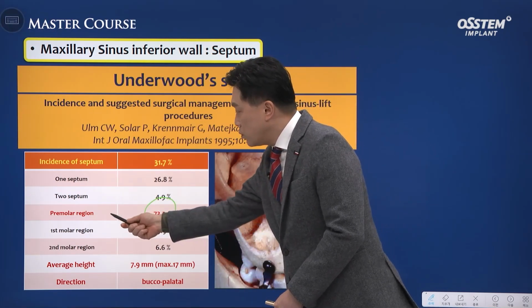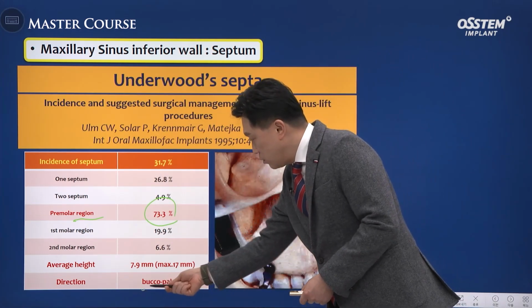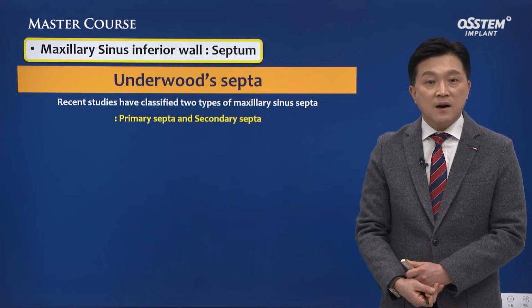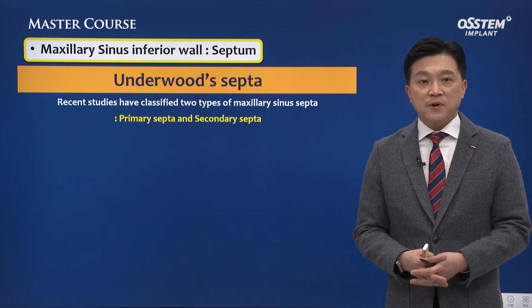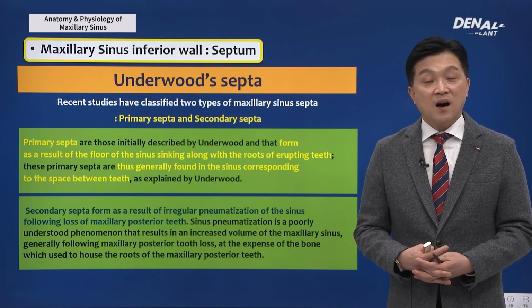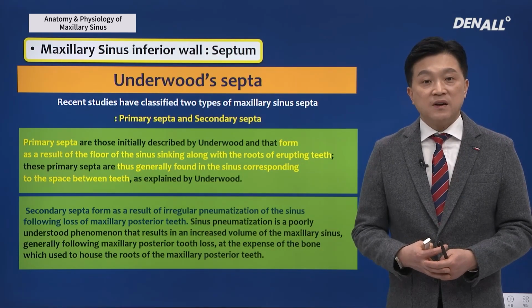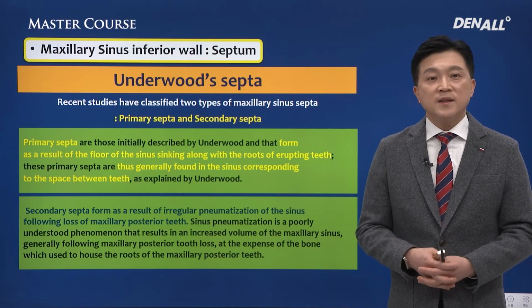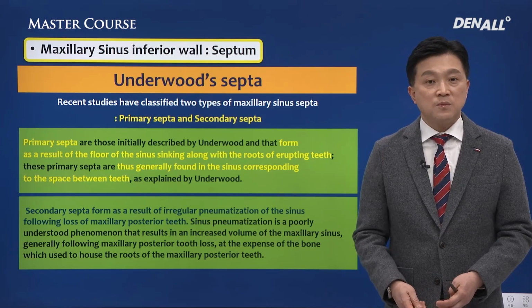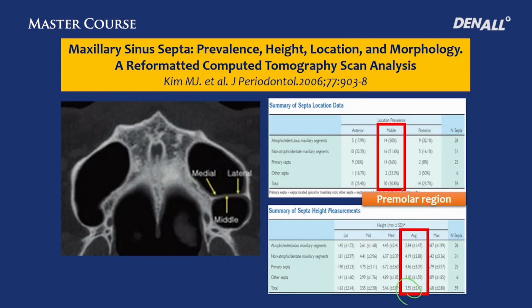The septum incidence rate is most prominent in the premolar region, with the percentage being 73.3%, and septum exists in buccal-palatal direction. Underwood septa can be divided into 2. There is a primary septum and secondary septum. Primary septum refers to what was already existing. Secondary septum refers to a septa that is a result of irregular pneumatization of the sinus following loss of maxillary posterior teeth. As shown on the research, septa exists primarily around premolar region. If you look at the average height, it is about 3.5 millimeters.